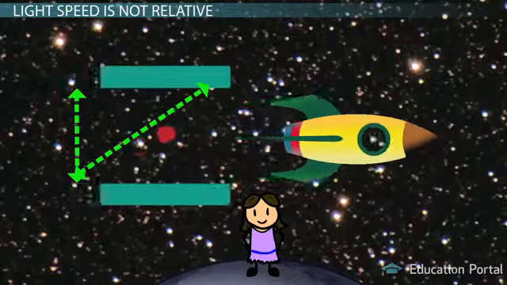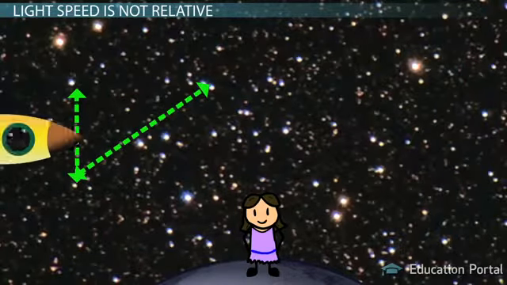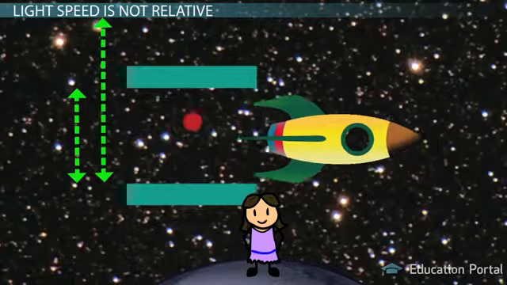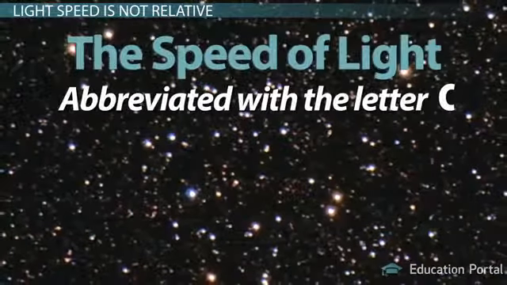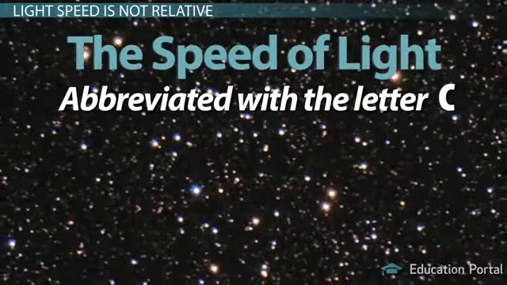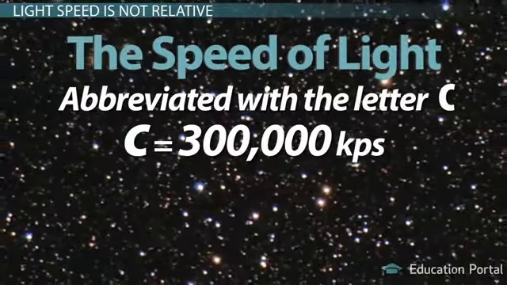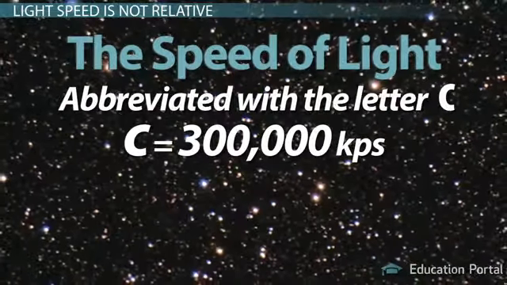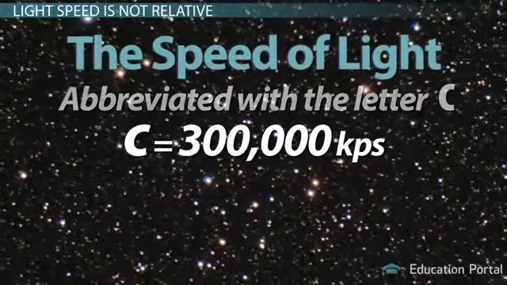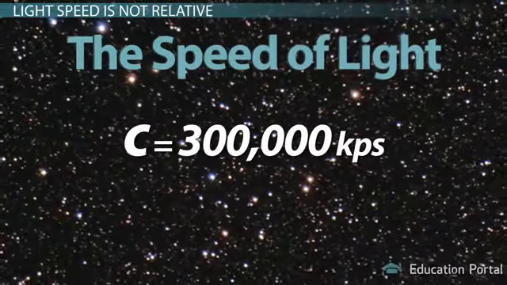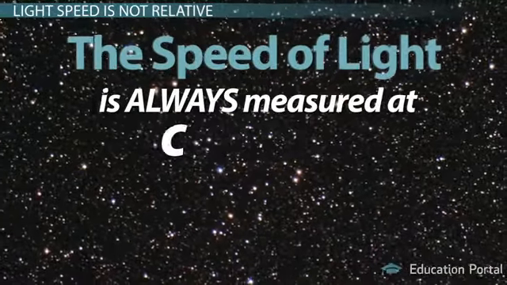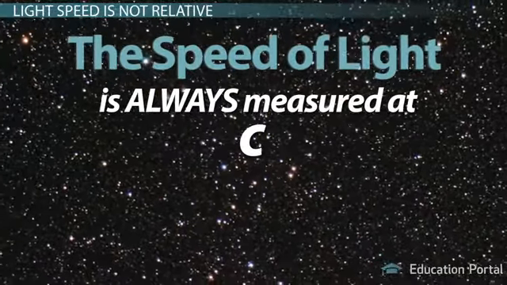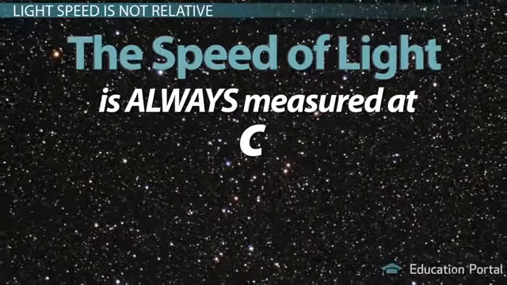Time dilation helps explain how the speed of light doesn't change with perspective. The speed of light is abbreviated by the letter c, and it's approximately 300,000 kilometers per second. That's pretty fast. Whether the observer is moving at speeds close to the speed of light or stationary, the speed of light is always measured as c. To explain how this works, let's look at an example.